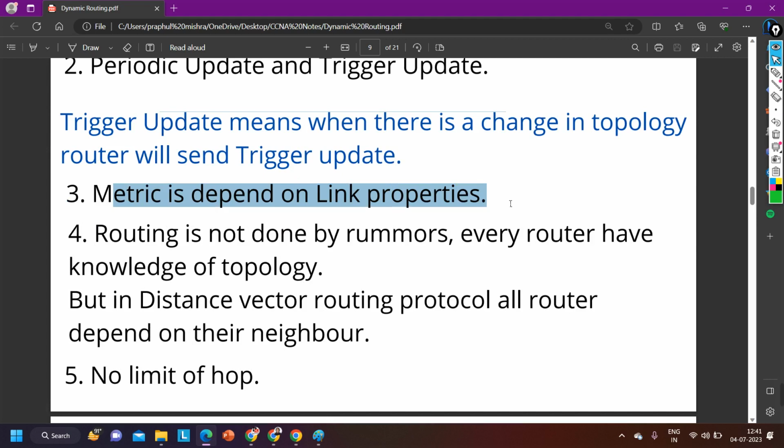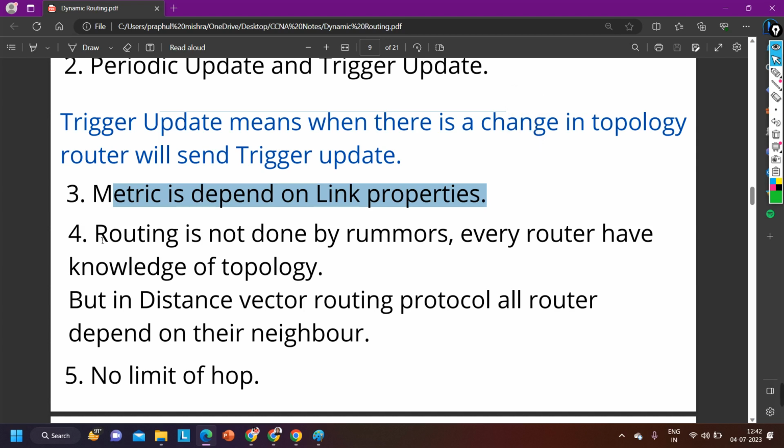Here the metric depends on link properties. Very good. In distance vector routing protocol, the metric is hop count. Here it is not hop count; you can see the metric is dependent on link properties. So it will have one formula to calculate the metric.